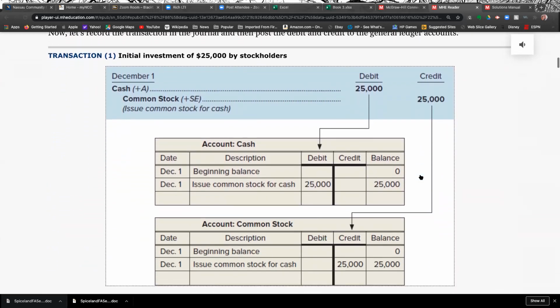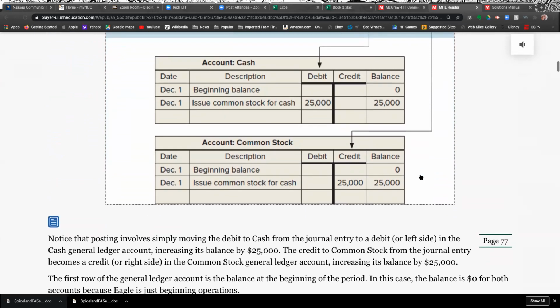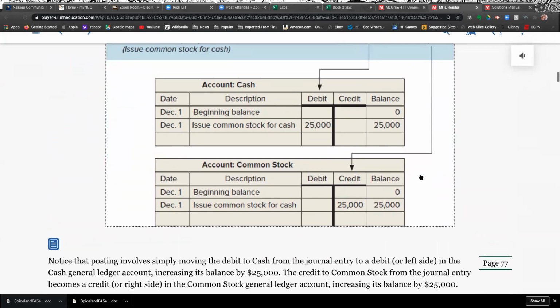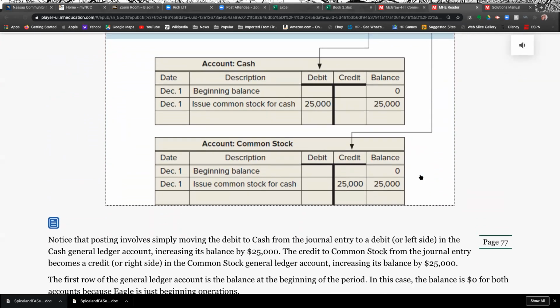All right, so for example, this was the first transaction that we saw. Remember the first transaction, that the owners began the business with $25,000 in cash in exchange for shares of common stock? This is how you would record that transaction in the accounts. You put in the date, a debit of 25,000 to cash, and a credit of 25,000 to common stock.